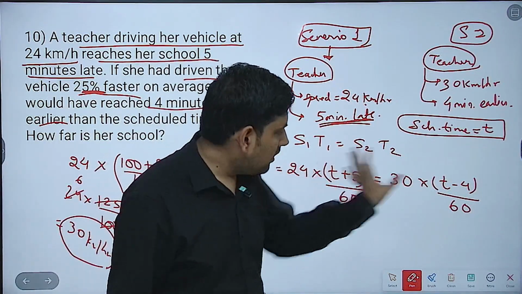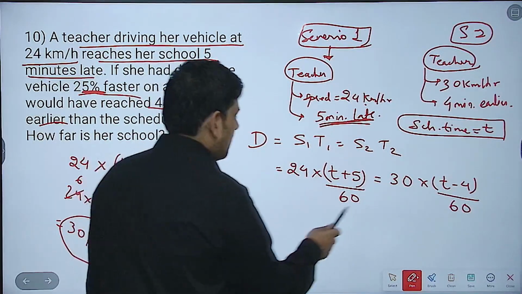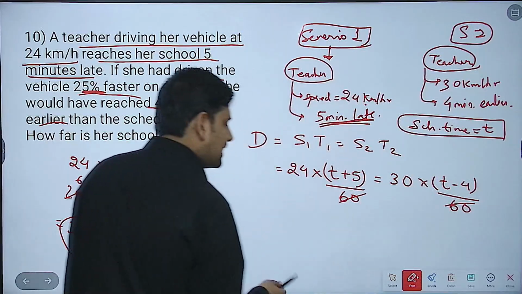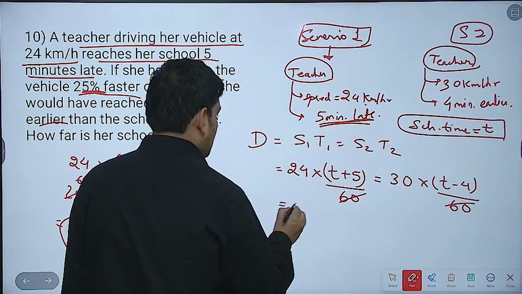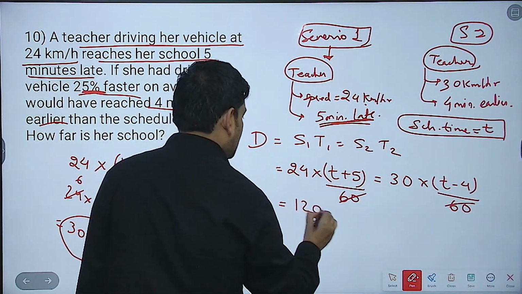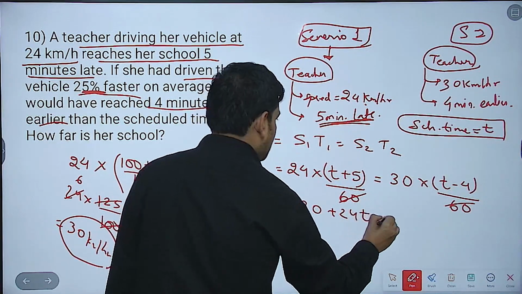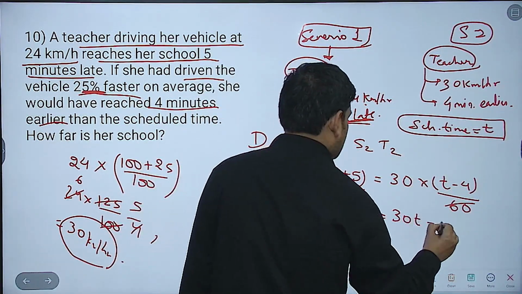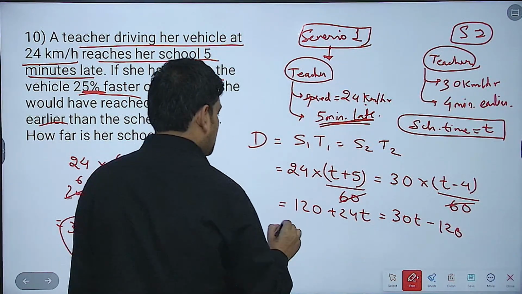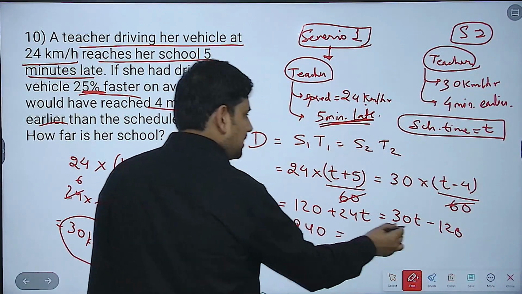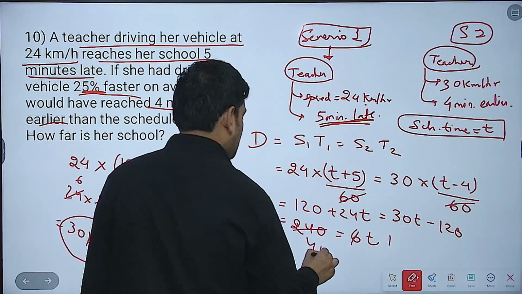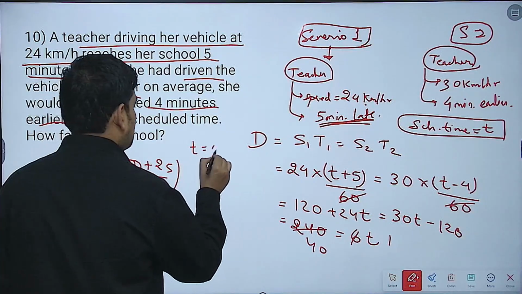Now let's solve these two first. So how will you solve this? First thing, you can cancel out 60 and 60 like this. Now here, you have 24t, there you have 30t. Here you have 24 into 5 is 120, plus 24t, is equal to 30t minus 30 into 4 is 120, so 120 plus 120 becomes 240, is equal to 30t minus 24t is 6t. How many times will 6 go into 240? It will go 40 times. That means t came out to be 40 minutes.